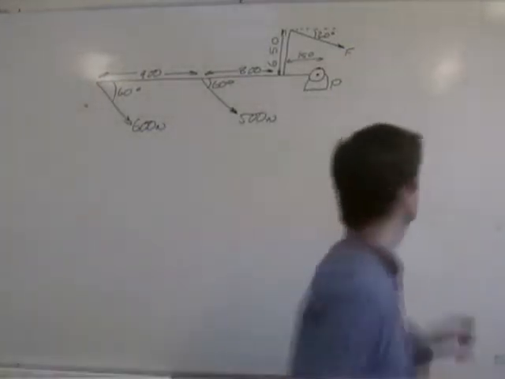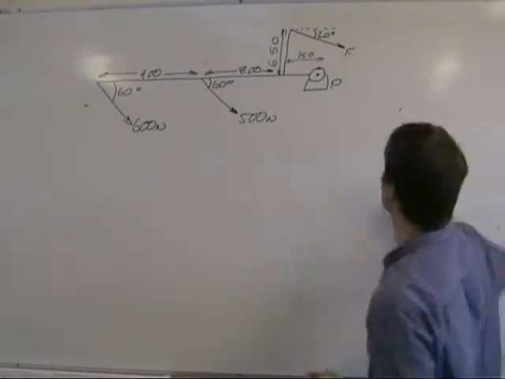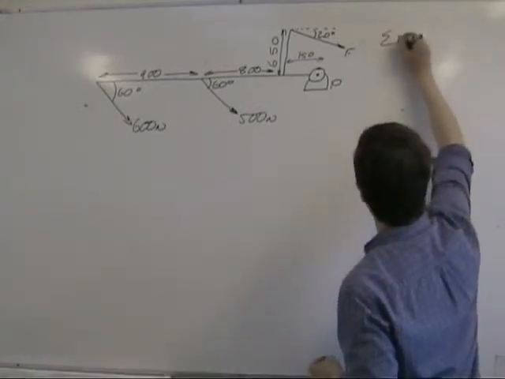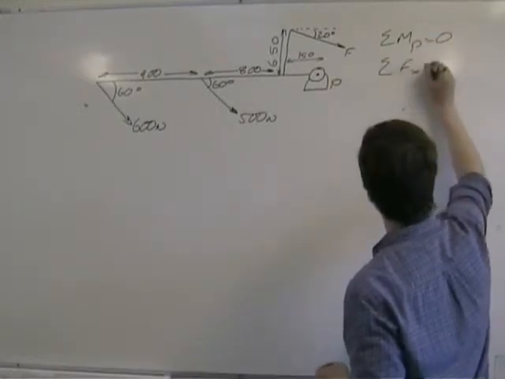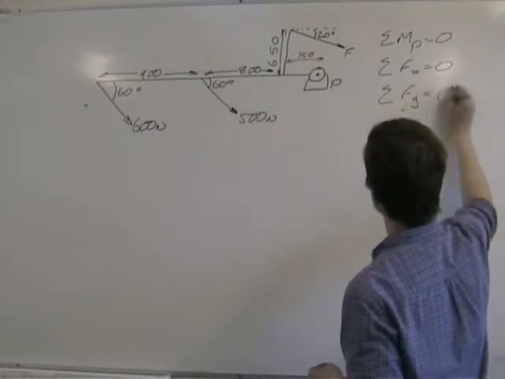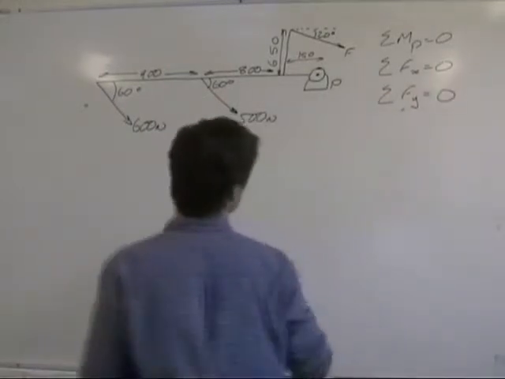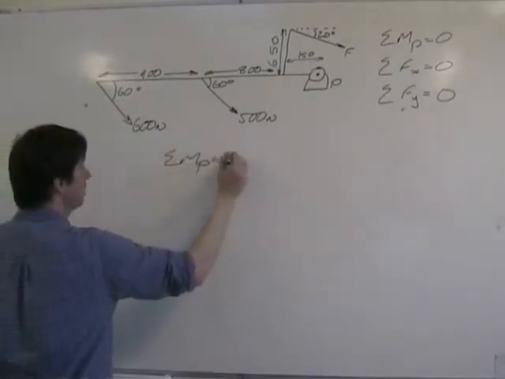We're going to solve this system for the force F. There's three tools to use when solving these systems. Sum of the moments at any point equals 0. Sum of the forces in the x direction equals 0. And sum of the forces in the y direction equals 0. So we start off by using the sum of the moments about P equals 0.